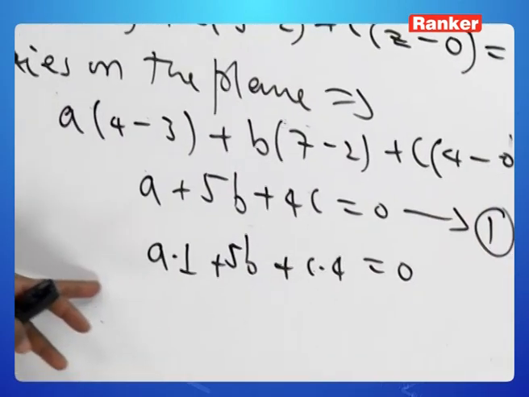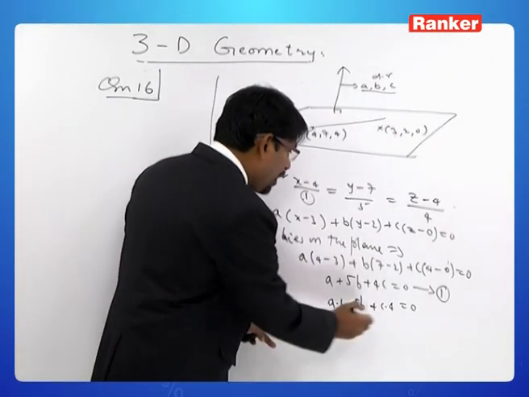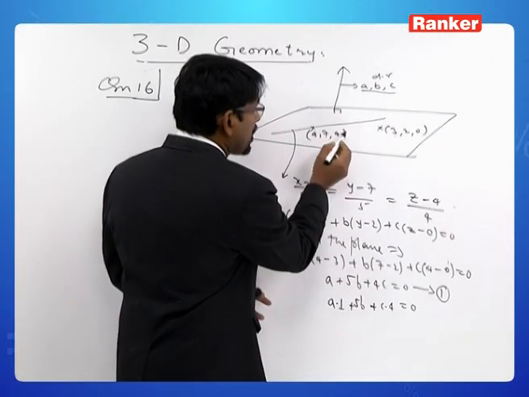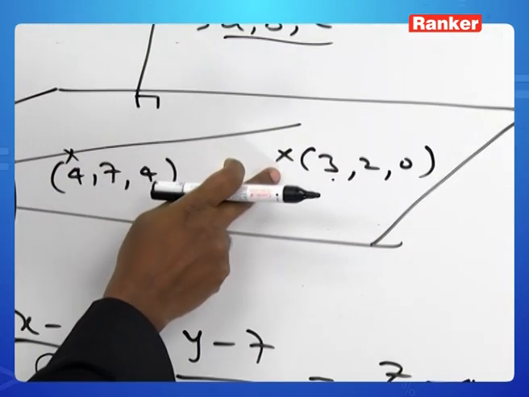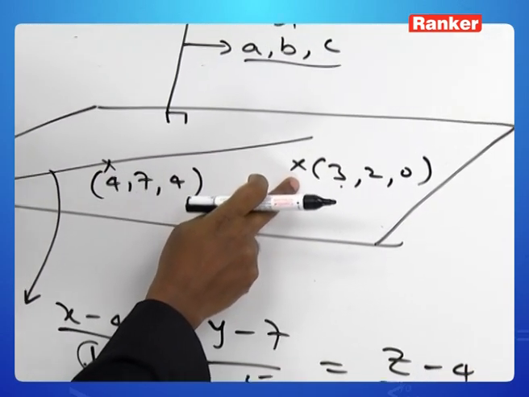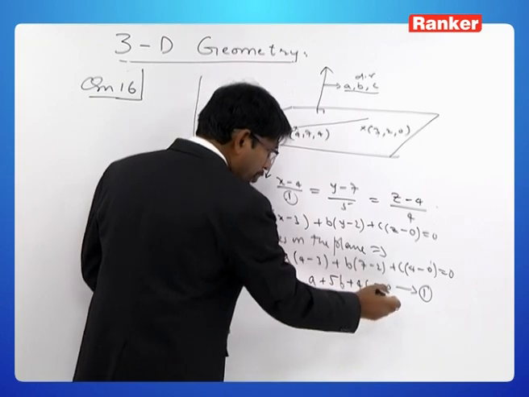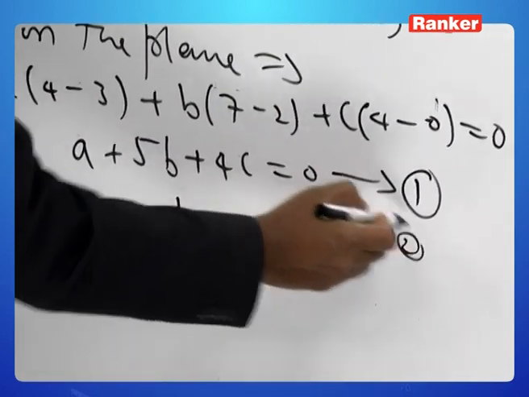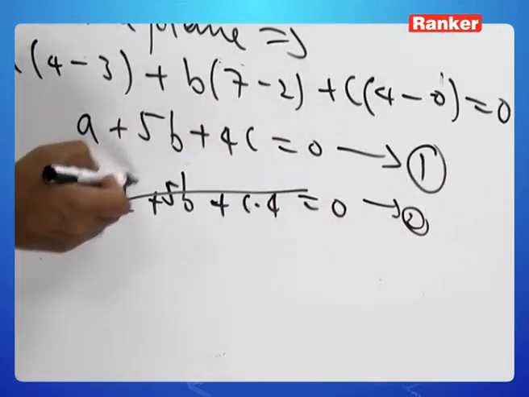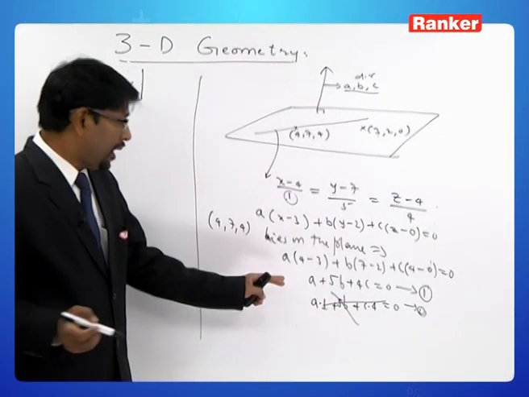Now, as you observe, we are getting the same equation. It appears that this line is actually passing through 3, 2, 0. So, we are not getting two independent equations. The second equation is also the same as the first one. So, now we have to go by options.